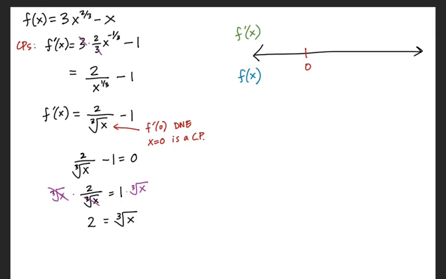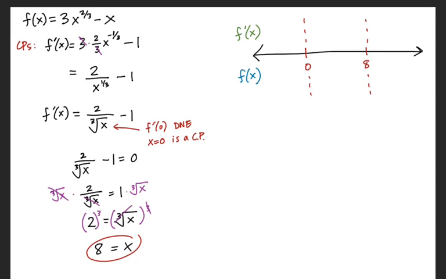And then I'll just cube both sides. I get the cube root and the cube to cancel. That gives me x equals 8. So that's my other critical point. I'm going to come over to my number line and mark 8. Those are my 2 critical points.